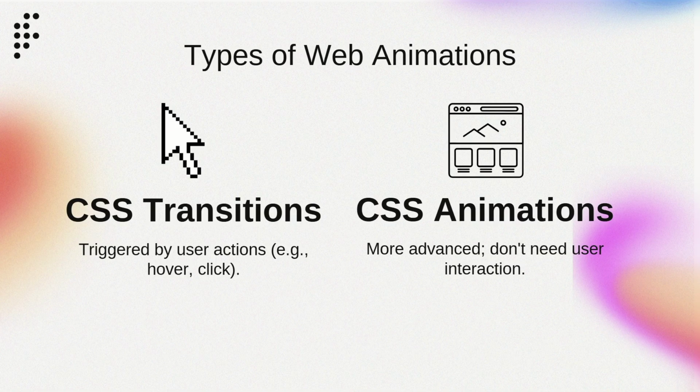To create an animation, we have two main ways. Transitions are basic animations triggered by events like hovering or clicking. Animations, on the other hand, are more versatile. They run automatically, follow a defined timeline, and allow more customization. So, we'll be studying CSS animations in this presentation.